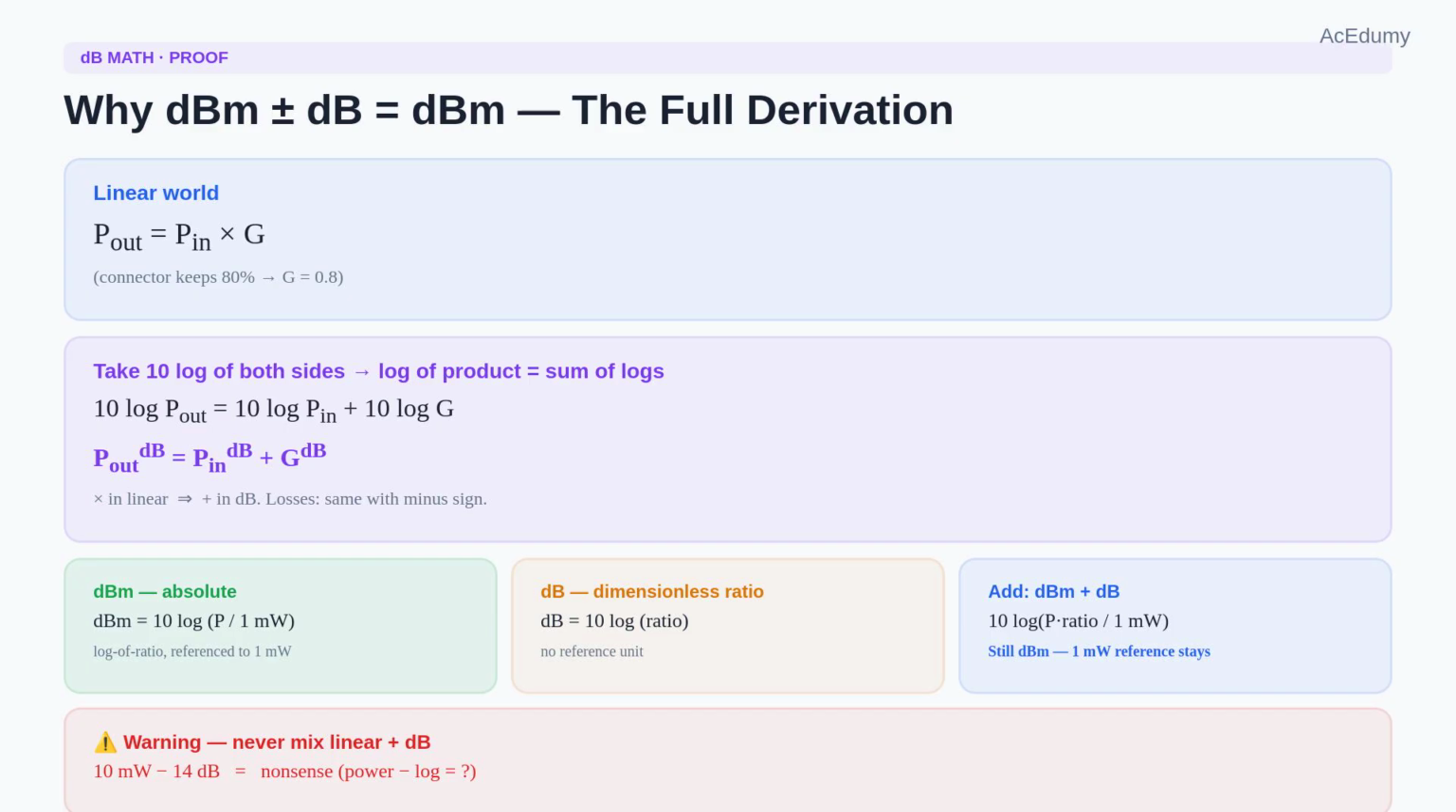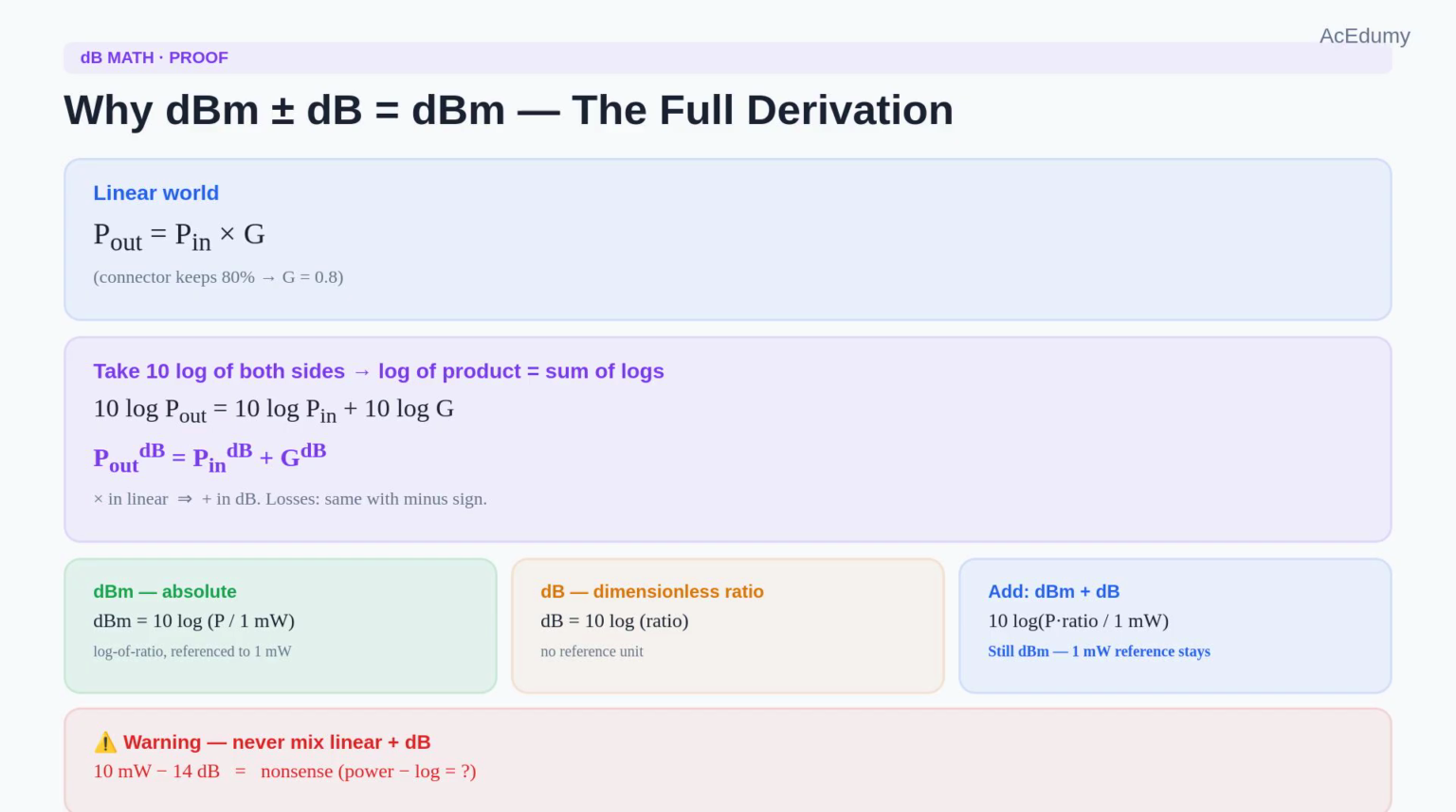Now about units. dBm is defined as 10 log of power divided by 1 milliwatt. It is a log of a ratio, but referenced to an absolute 1 milliwatt. So dBm already is power in log form. dB by itself, like a cable loss, is 10 log of a dimensionless ratio. Add them. dBm plus dB equals 10 log of power ratio plus 10 log of another ratio equals 10 log of the product, still dBm. Subtract, same thing in reverse. The units stay absolute because the reference milliwatt never disappeared.